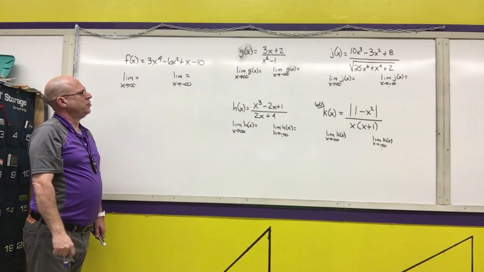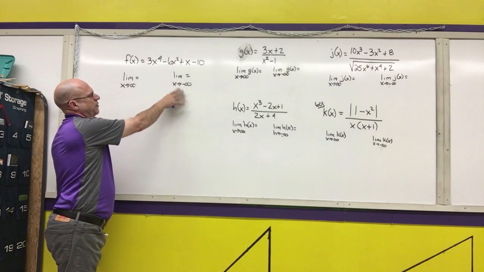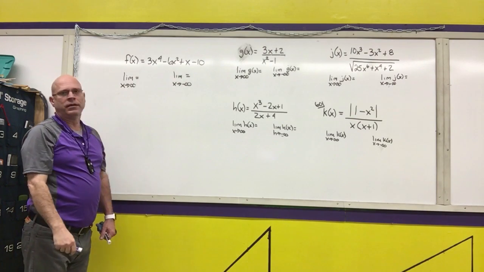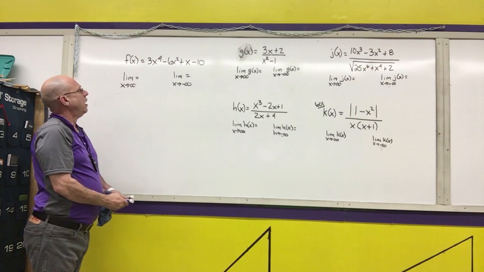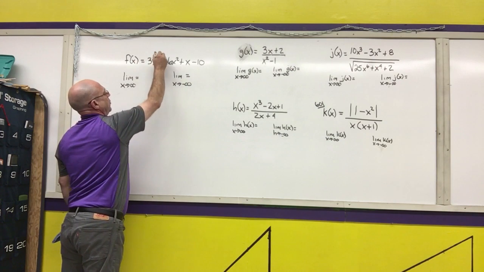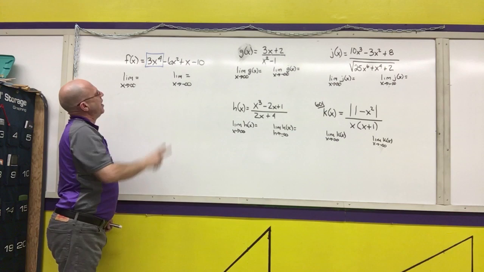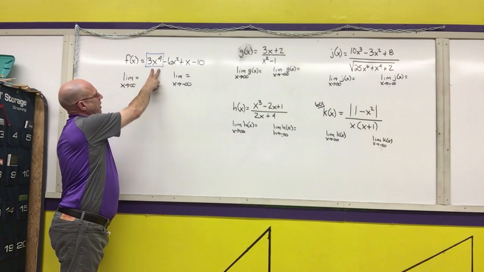The next thing we need to be able to do is to analyze the limits as x approaches infinity or negative infinity just by looking at the algebraic representation of the function. Reminder, if it's a polynomial function, all you have to do is look at the highest degree term of the polynomial function and remember what the graph does of that function.